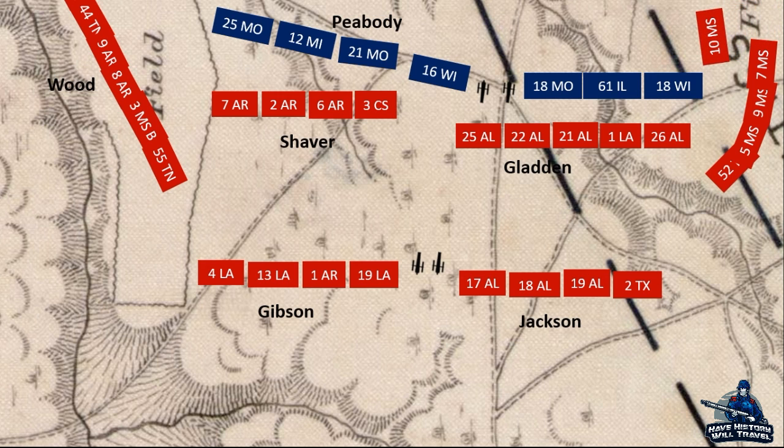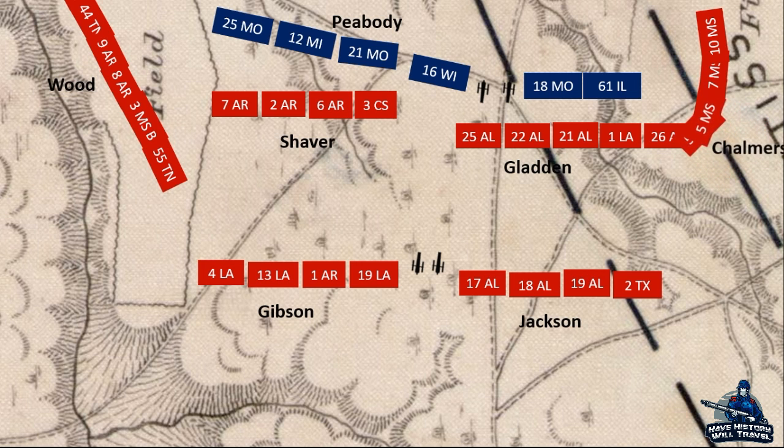Seeing their comrades on the move, the 9th and 7th Mississippi regiments followed, but the 5th Mississippi and 52nd Tennessee never heard an order, but would follow later.